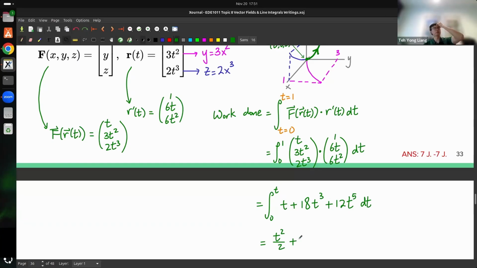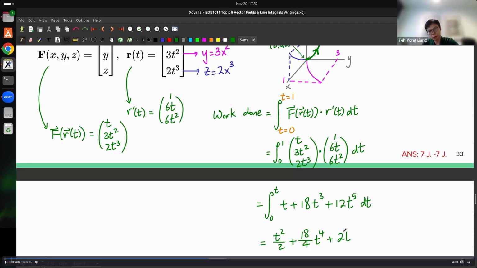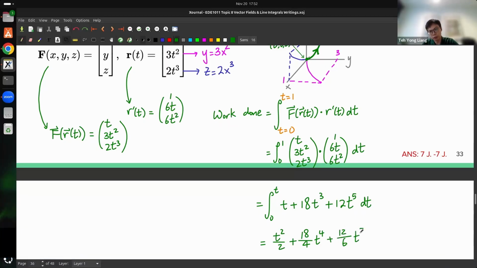18 divided by 4, I put 18 divided by 4 first, t to the power of 4. Then this is 12 over 6, so it's actually 2. Maybe I put 12 over 6 first, t to the power of 5. So this whole bunch, evaluate from t equals 0 to t equals 1.